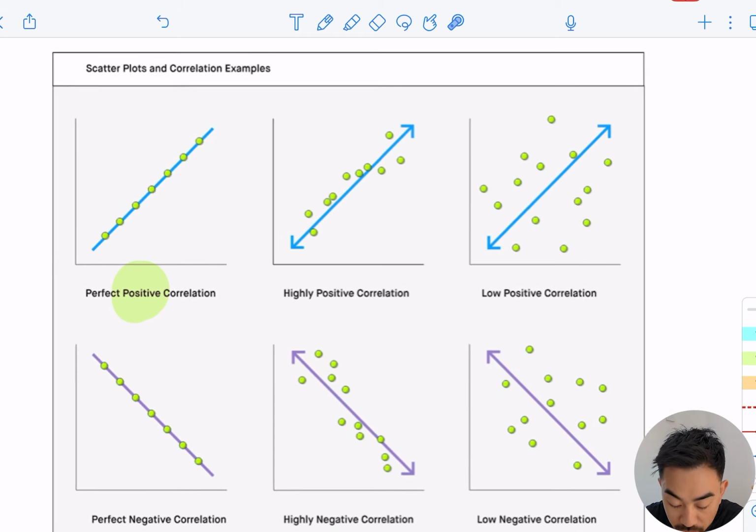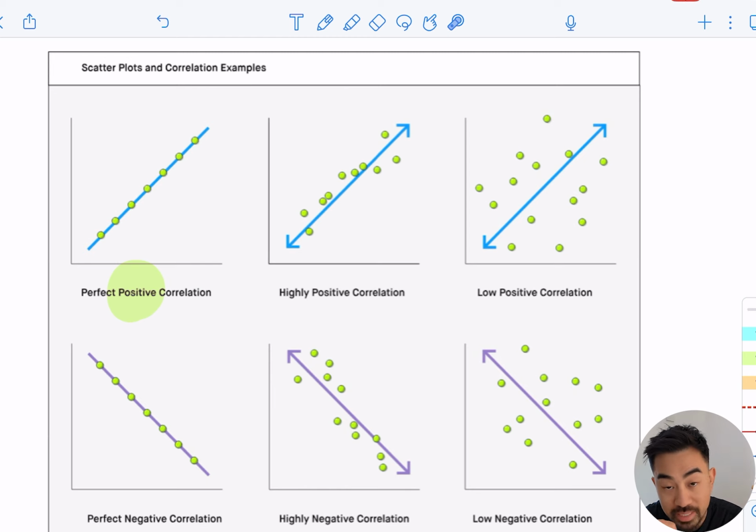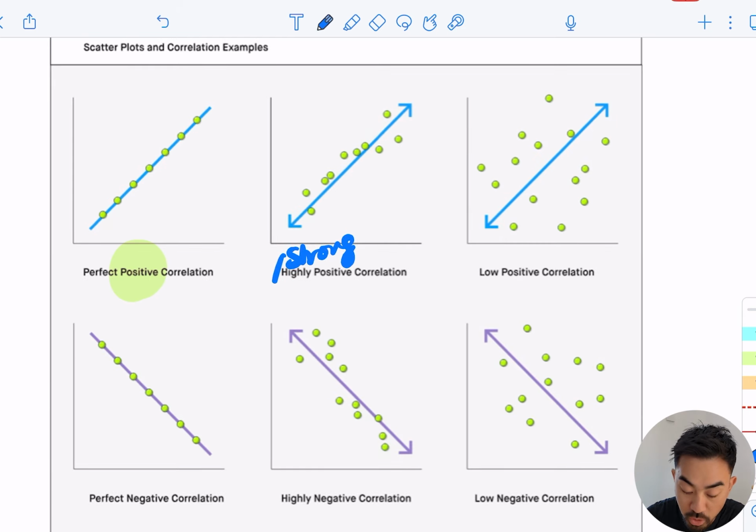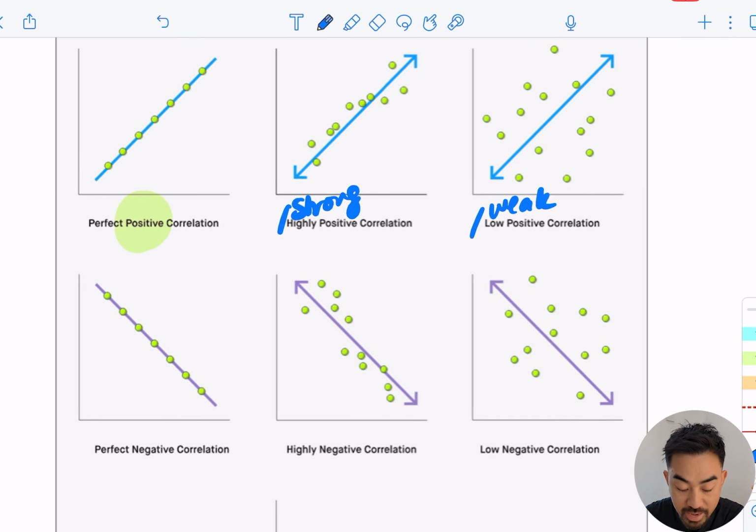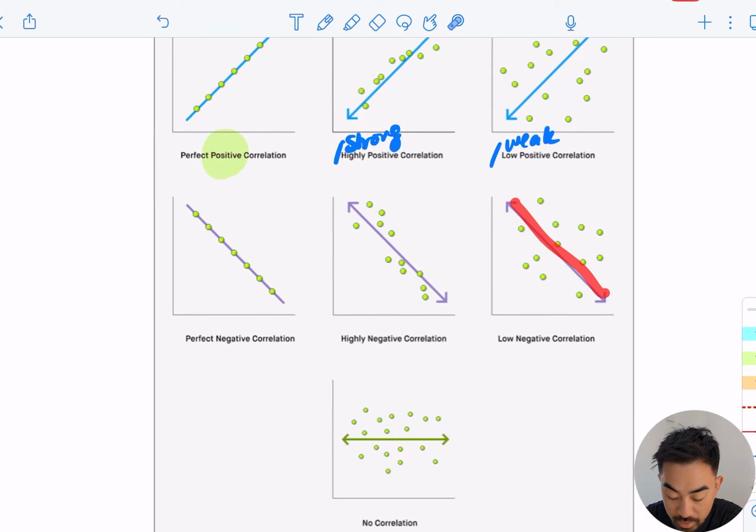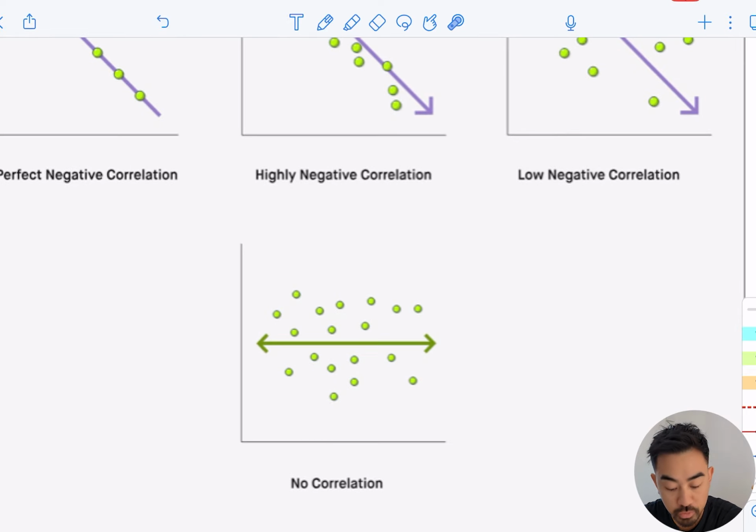Now, as we move along, as the dots get more scattered and less in a straight line, we move to highly positive, also known as strong positive correlation. Then we have low positive, which is also known as weak. On the other side, negative is the same kind of idea. Here you've got negative, perfect. This is strong negative, weak negative, and so on. And then also here you've got no correlation. You might have two variables which have absolutely no relationship whatsoever in terms of the data they actually represent.